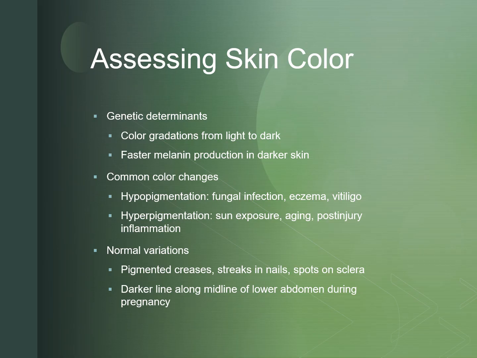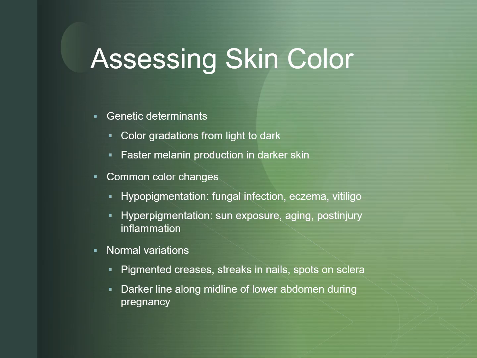Assessing skin color, this is influenced by genetics and melanin production. So it exists on a spectrum from light to dark. So darker skin, we have more active melanin production. So we're always assessing color in relation to the patient's baseline. In darker skin tones, we want to assess for any color changes in the mucous membranes, the palms and soles of feet, conjunctiva, so the eyes, and the nail beds.